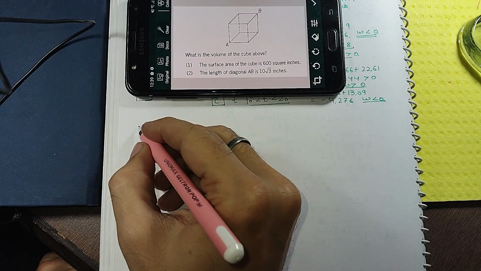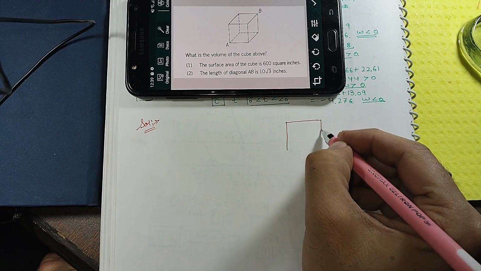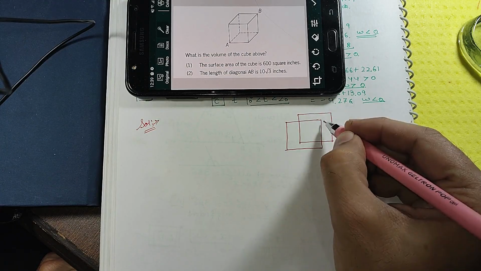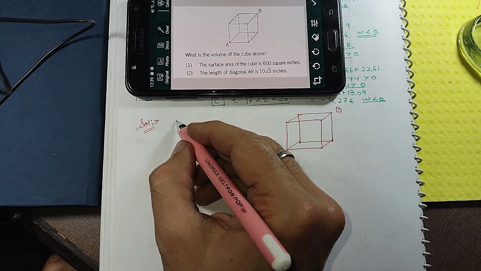What is the volume of the cube above? So we have been simply asked that this is a cube and we need to find the volume of this cube. Right? This is a cube, this has A, this is B. So we need to find the volume of this cube.